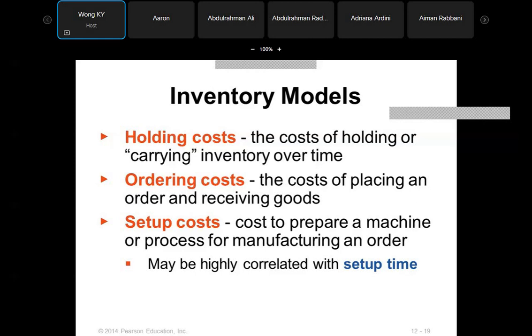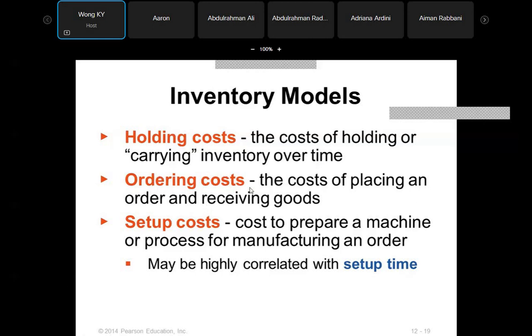Okay, this one I think I've explained before, some part of it in the previous chapter. So there are a few elements of inventory cost. First is called holding cost. Holding cost is the cost of holding or carrying the inventory over time. Basically it just means the cost of storing the inventory. The cost of holding, carrying, or storing it is known as holding cost.